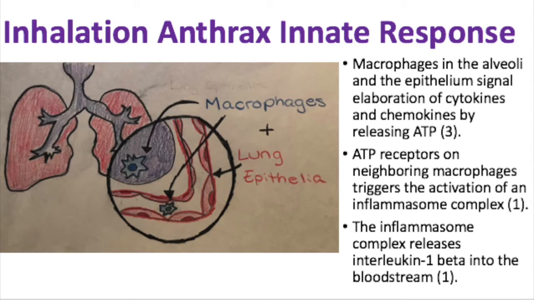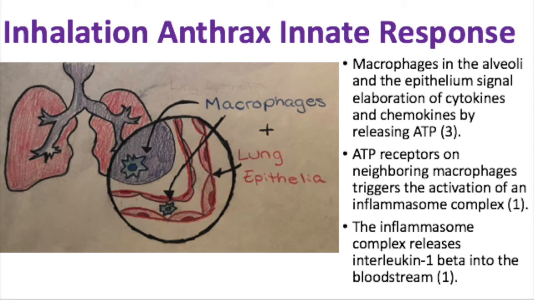Inhalation anthrax occurs when a human inhales Bacillus anthracis spores, which infect lung alveoli. Macrophages in the epithelium signal elaboration of cytokines and chemokines by signaling the release of ATP, which serves as the key signaling molecule in this innate immune response.